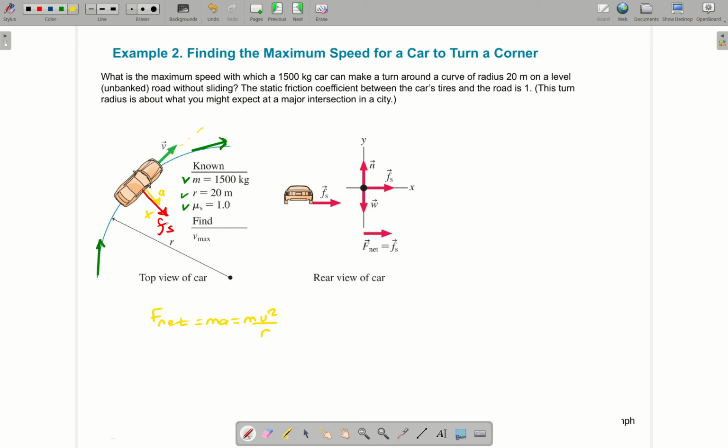What is the static friction force? It's always equal to mu static times N. In this case, the only force pushing on the road will be down. We're looking at the top view again here, and the side view is shown there. It would be the weight, which is mg, and mg would be equal to N. So this is equal to mg.